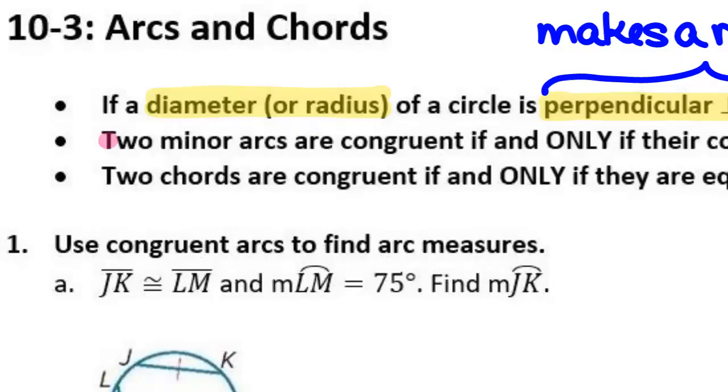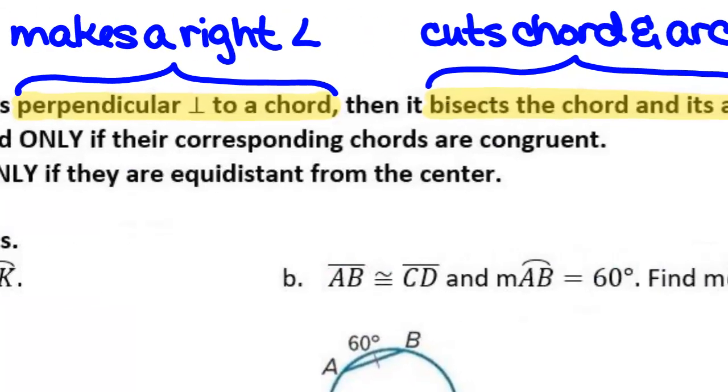Second property, two minor arcs are congruent if and only if the corresponding chords are congruent. So if I have two arcs and I know they're congruent, then the chords that connect the endpoints would also be congruent. If I have two chords that are congruent, then the arcs that have the same endpoints as those chords are also congruent.